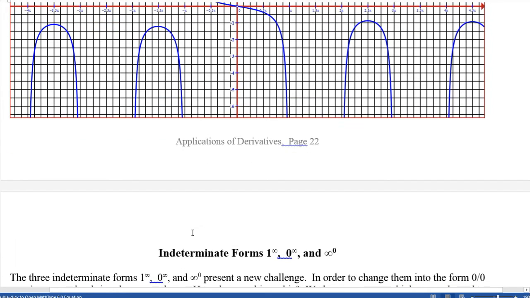Okay, in the next video we're going to come back and look at some other indeterminate forms that L'Hopital's rule does not apply to, but you can manipulate them in a certain way so that you can get L'Hopital's rule to apply. And these will be things of the form 1 to the infinity, 0 to the infinity, and infinity to the 0. So we'll look at those in our next video.